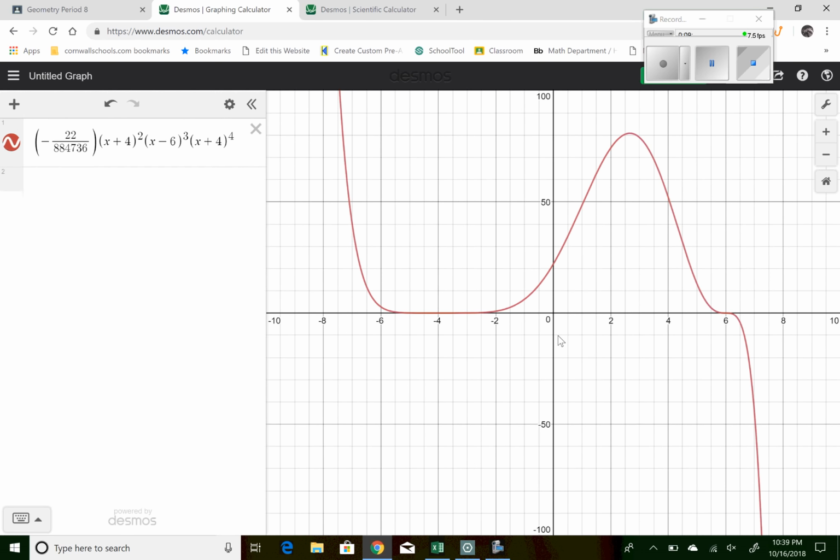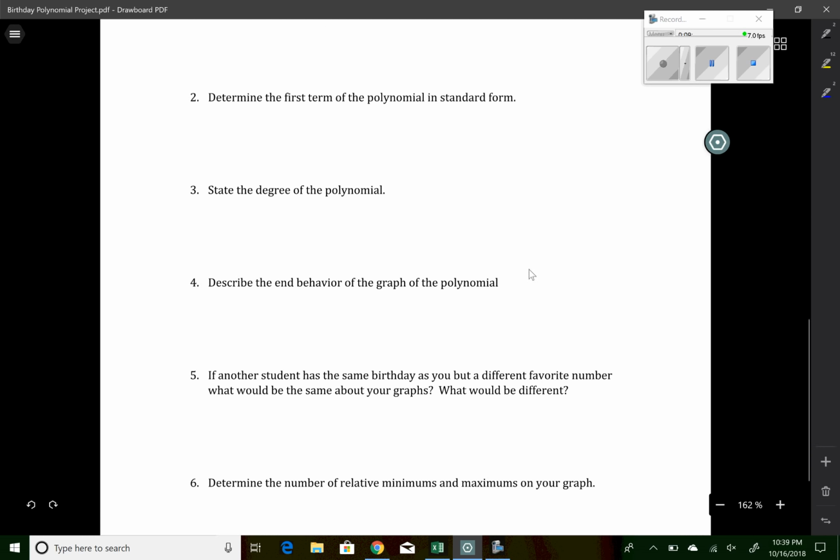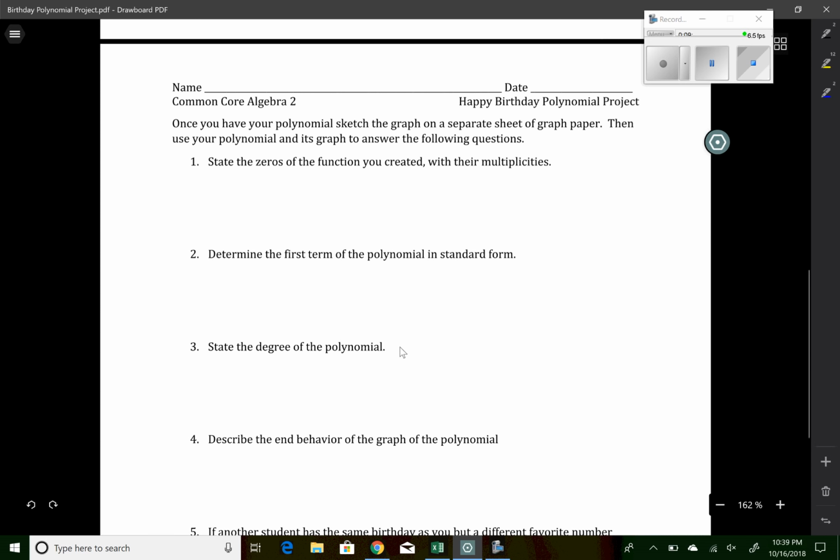All right, so the other nice thing about Desmos is if you just click the line, all of the important points pop up. So if you just hover over them, that's an x-intercept, it's a y-intercept, that's a relative maximum, it's an x-intercept. So a lot of these questions on the back of the page, you might actually be able to answer just by looking at the Desmos graph, okay?